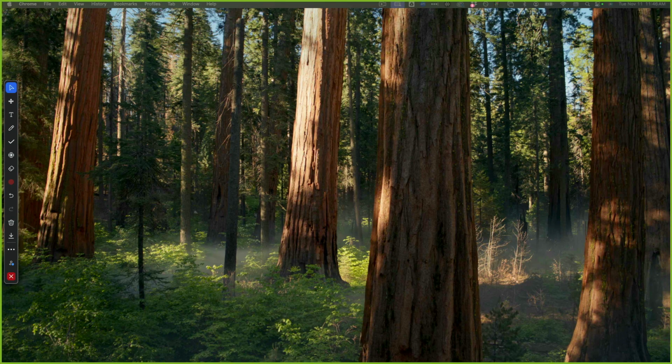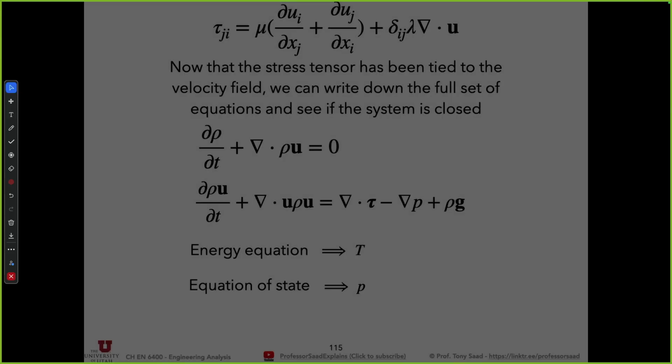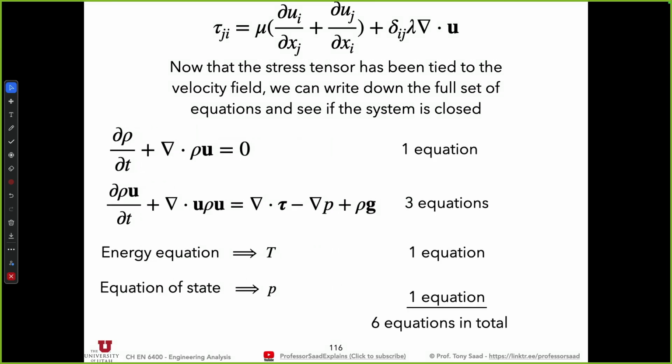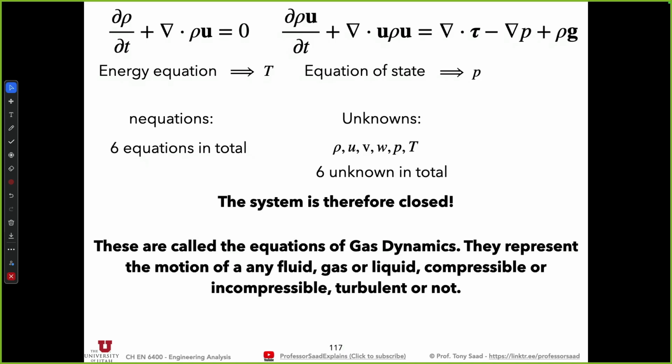All right, so let me come back here for the stress tensor. So now this gives us closure, because finally my stress tensor is a function of my other unknowns, u, v, and w, right? So now I have only 6 unknowns and 6 equations. Conservation of mass gives me 1 equation, momentum gives me 3 equations, the energy equation gives me 1 equation, and the equation of state gives me the 6th equation. I have 6 equations in total, and I have 6 unknowns: rho, u, v, w, p, and T. 6 unknowns, 6 equations. The system is closed.